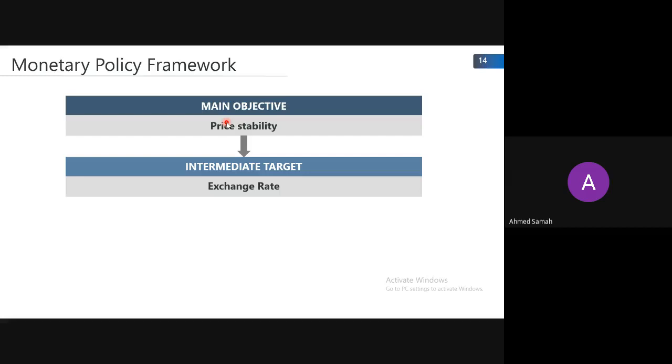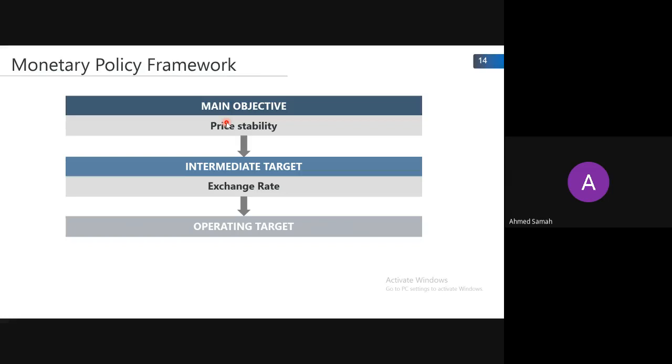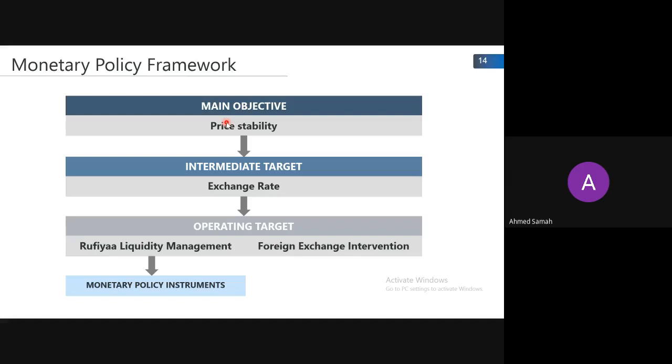Then to maintain the exchange rate at this particular level, we use an operating target. Operating target can be used for any purpose. Officially, it is Rufiya liquidity management, but we use it for any foreign exchange intervention. Rufiya liquidity management means the excess reserves of banks held by the public affect the exchange rate.